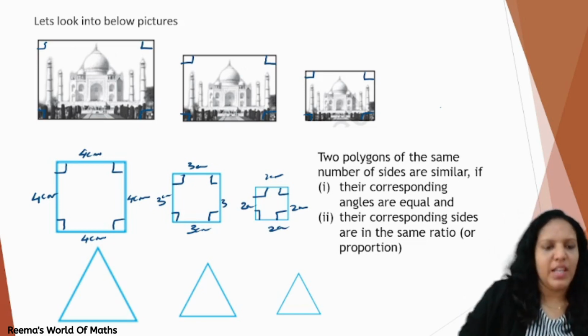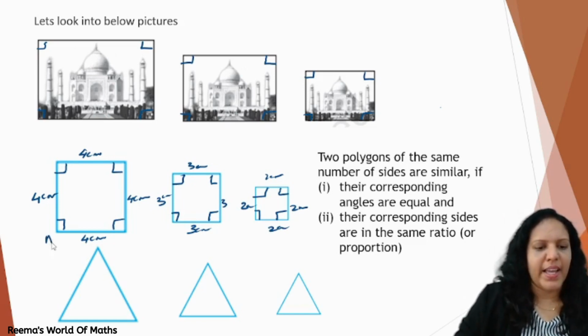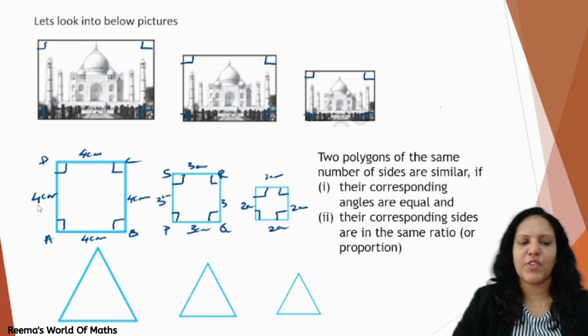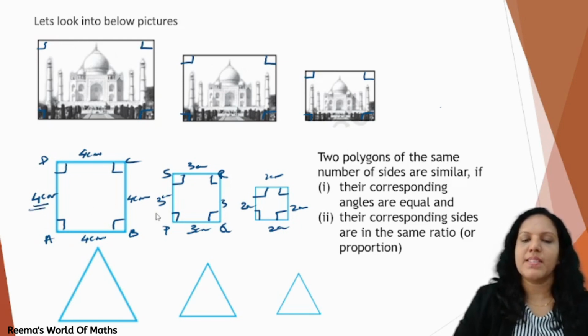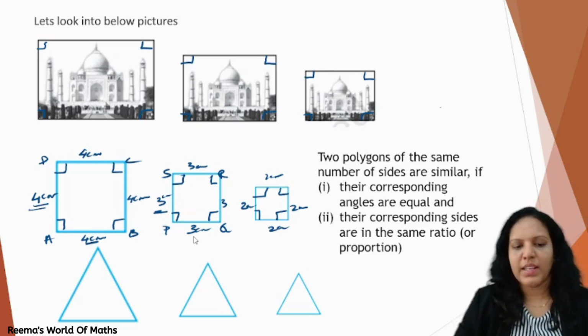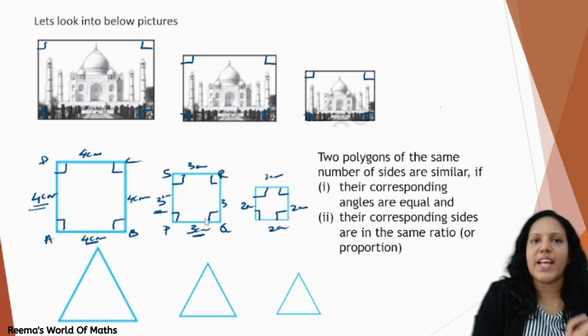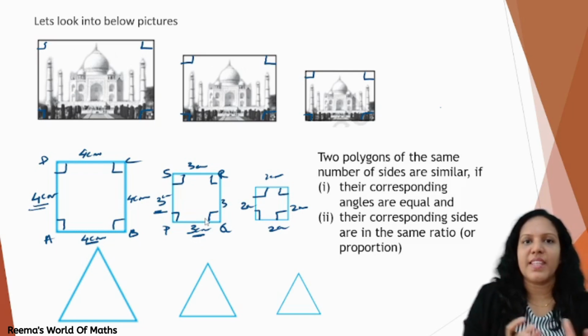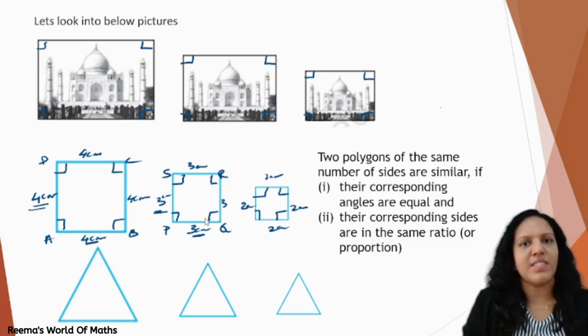Let's name the first square A, B, C, D, and this one P, Q, R, S. If we take the first side, AD, it is equal to 4 cm, and PS is 3 cm. And if we take AB, it is 4 and the corresponding side is 3. So it is in the same proportion. If we take the ratio of the corresponding sides, it is the same for all the sides. So we can say all squares are always similar.